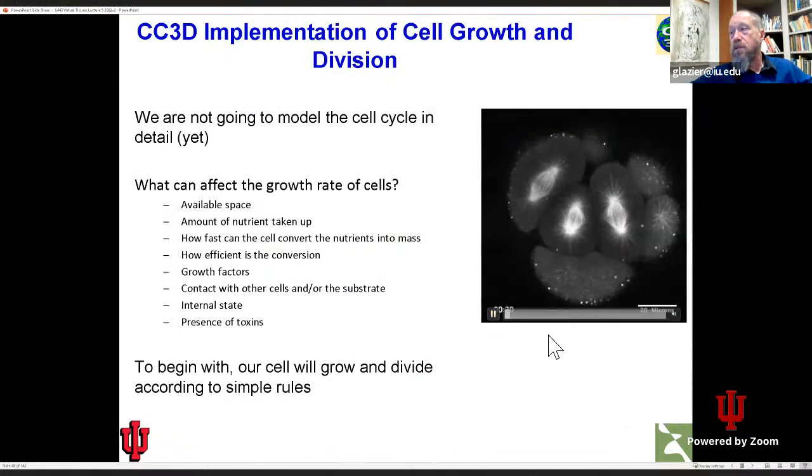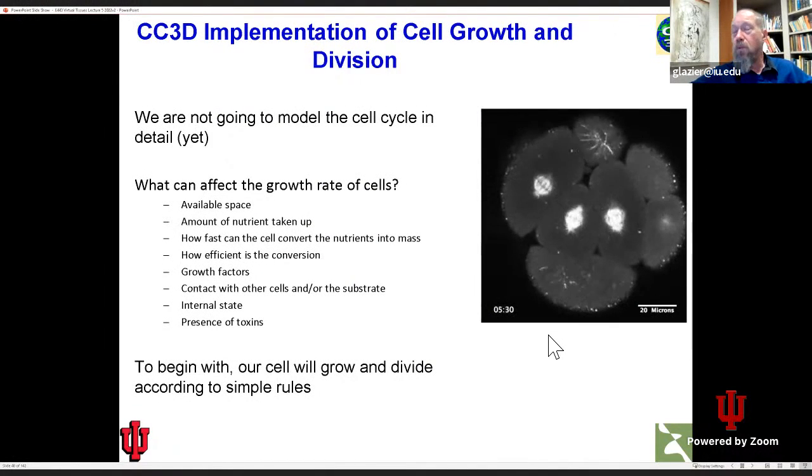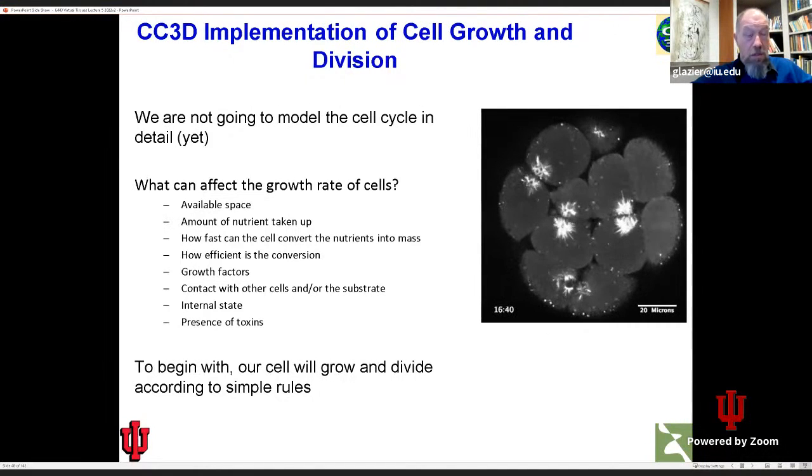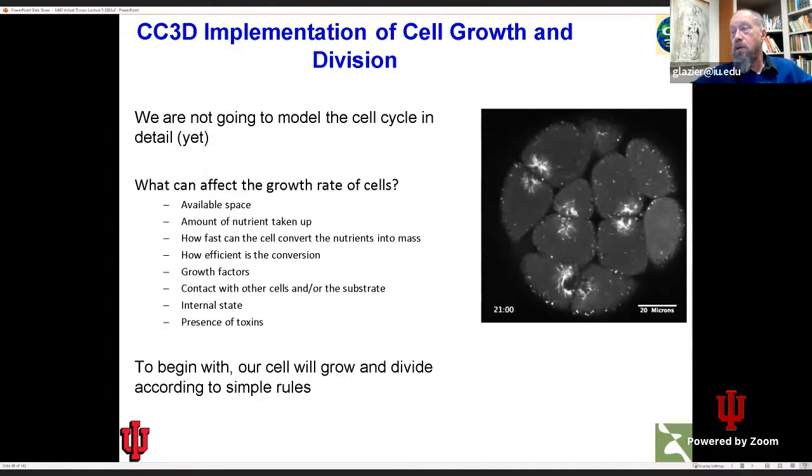So for today, we're going to go back to something we did the other day in a little more detail, which was how to make cells grow in CompuCell. And then we're going to also think about how to make them divide. And that was in the homework. If everybody is comfortable with it, I guess I could skip this, but I want to go over it at least quickly. And please feel free to ask for more detail if there's anything that's not clear about how this is done.